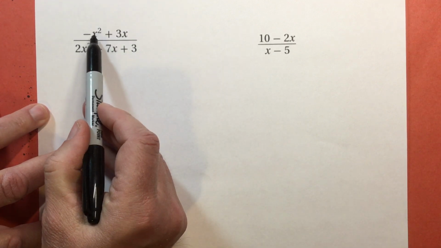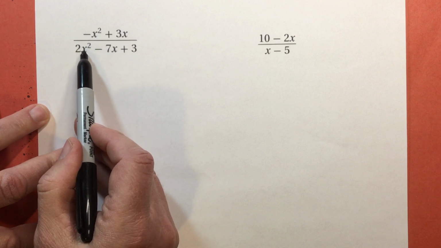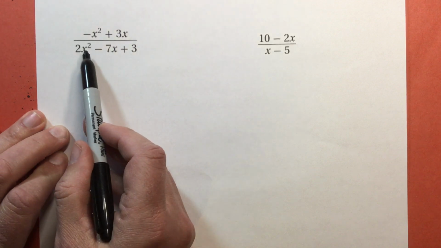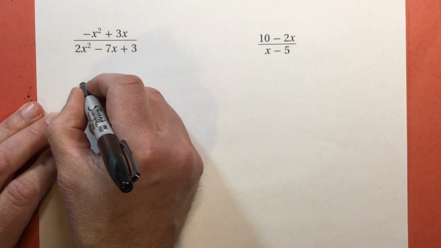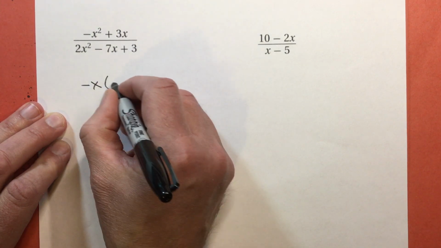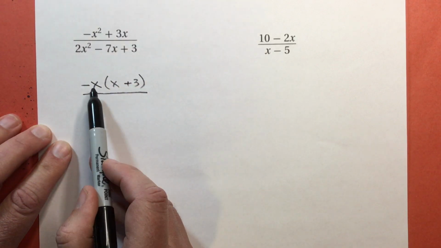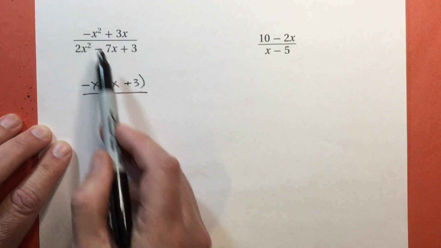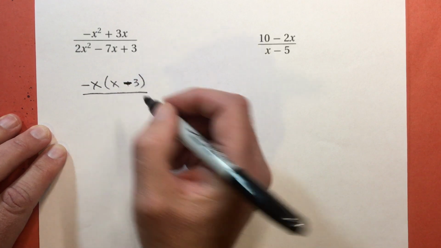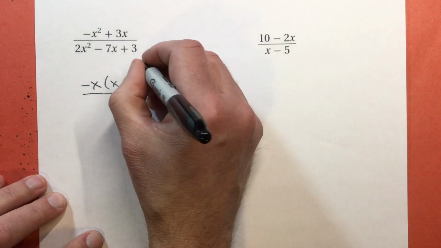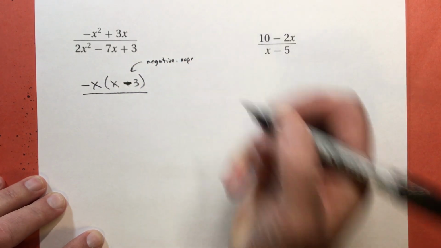Spoiler alert, I got a negative here, and when I factor the bottom, I'm not going to have a negative x when I factor this denominator. So in the top, I'm going to factor out the negative x. So I'm going to get negative x times the other x plus 3. Factoring out the negative switches that from negative to positive, switches that from positive to negative. Whoops. I'll try to remember that.